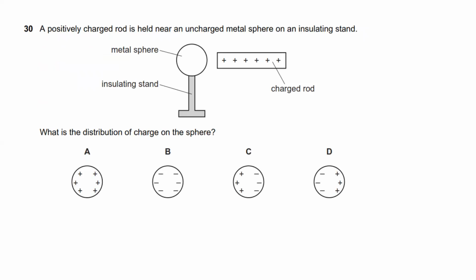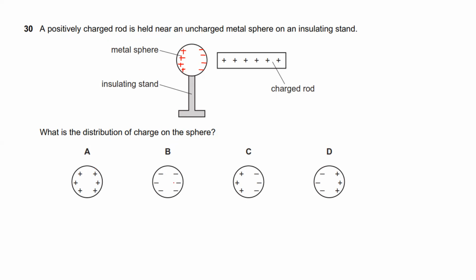Next, question number 30. It says, a positively charged rod is held near an uncharged metal sphere on an insulating stand. What is the distribution of the charge on the sphere? So if positive is here, it will attract negative charges here, and this in a way moves the positive charges to the other side. So something like this, or a similar diagram, would be the answer.